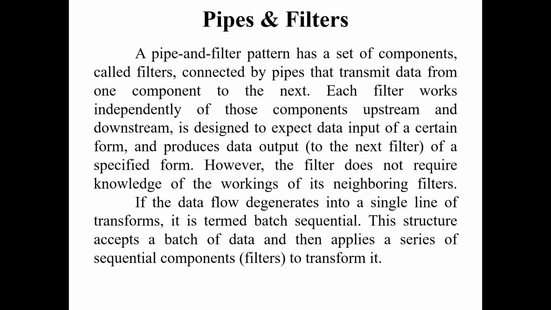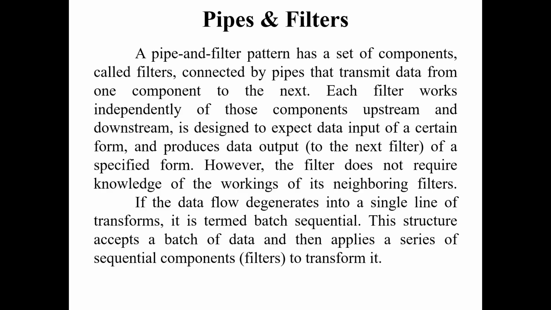The first one is pipes and filters. A pipe and filter pattern has a set of components called filters connected by pipes that transmit data from one component to the next. Each filter works independently of those components upstream and downstream. It's designed to expect data input of a certain form and produces data output of a specified form. However, the filter does not require knowledge of the workings of its neighboring filters.